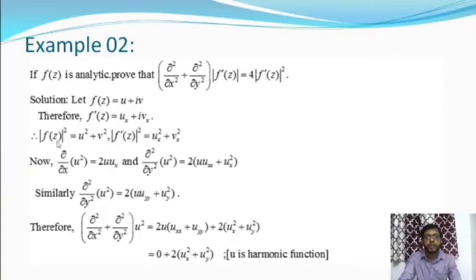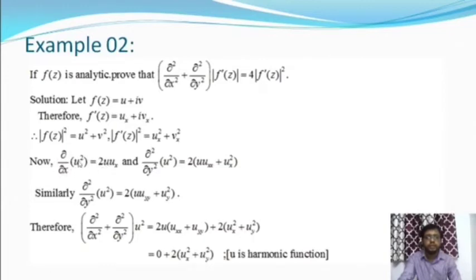So from this we'll get mod f of z whole square is equal to root over of u square plus v square whole square, that means u square plus v square. And as well mod f dash z whole square is equal to root over of ux square plus vx square whole square, that is ux square plus vx square. Okay, so from this we'll get the modulus value of f of z and f dash z. So now we are looking for the partial differentiation of ux, u and v. So what is the partial differentiation of u square? So here is the partial differentiation of u square.